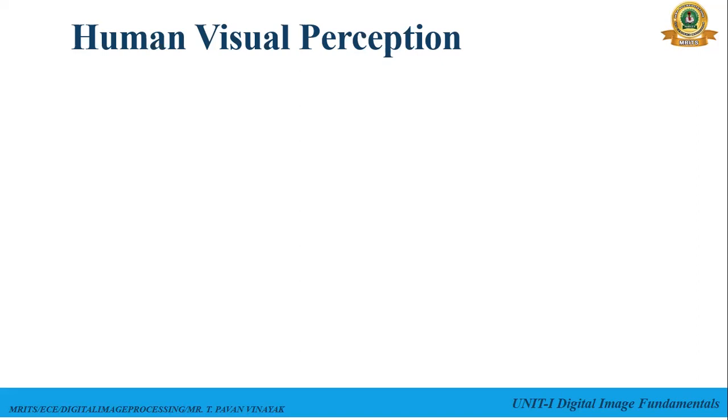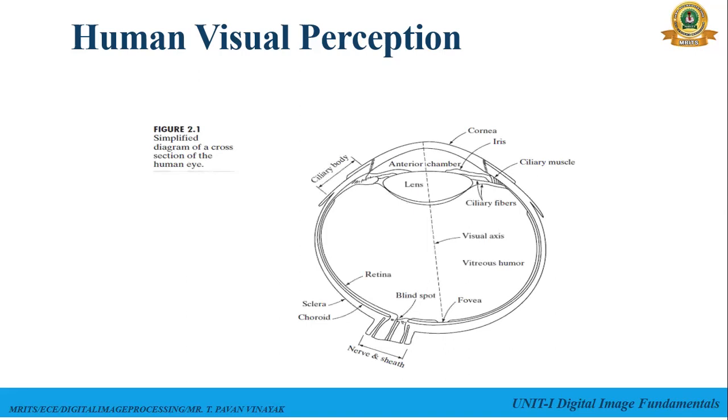By visualizing the images. So to visualize the images, what is the important element? That is the human eye. This is the structure of the human eye. Based on this, the human eye, we can visualize anything, color or anything. So let us see the basic structure of the human eye and the important elements in the human eye.